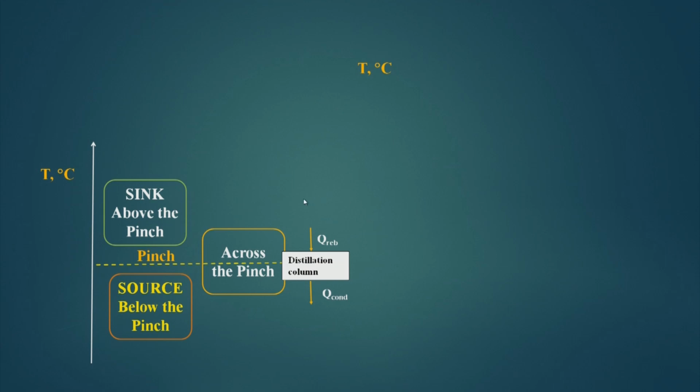When it does so, we call it being integrated across the pinch, or it can be integrated below the pinch. Below the pinch, it is taking Q reboiler from below the pinch and injecting Q condenser below the pinch. So, let us see whether these three conditions are favorable to us or not. We will analyze one by one.